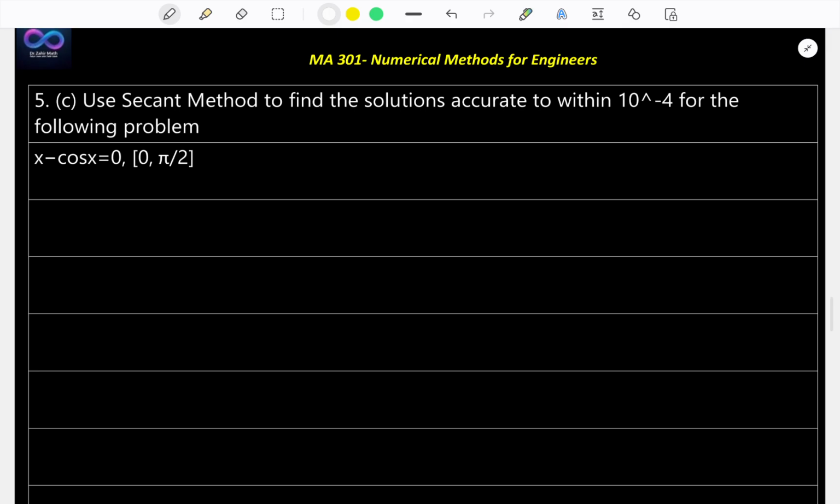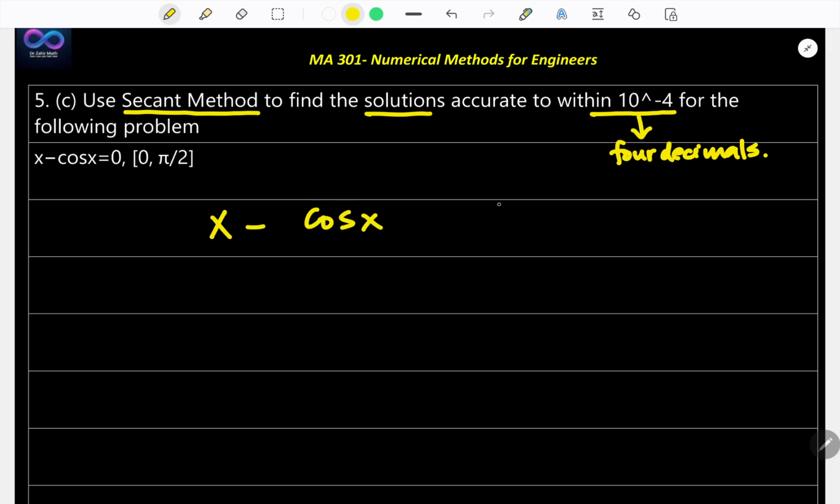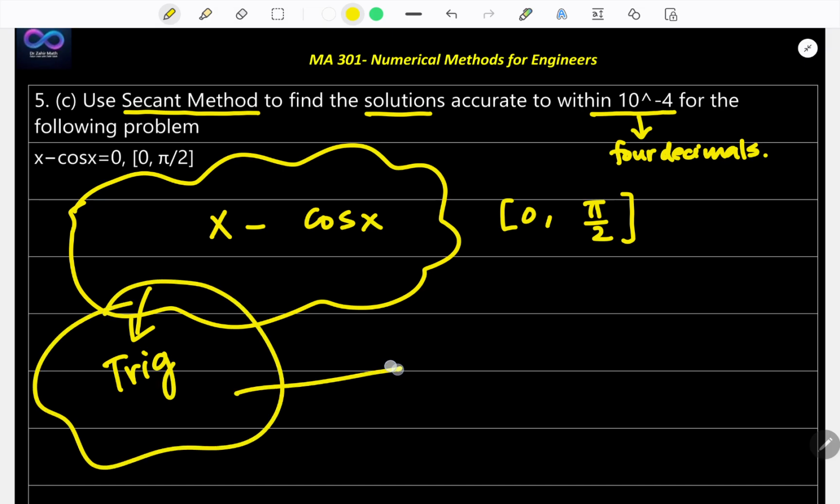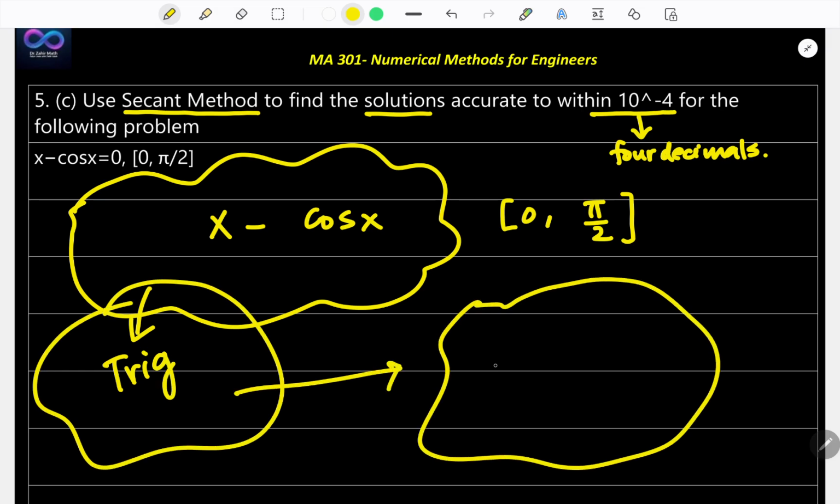Right. Use secant method, right, to find the solutions. Use secant method to find the solutions accurate to 10 to the power of minus 4, which means 4 decimals you are going to fix in the calculator. Right. For the function x minus cosine x in the interval 0, pi by 2. Again, I'm telling this question is a trigonometric question, right? Don't forget to use the calculator in the radian mode. That is very, very important.